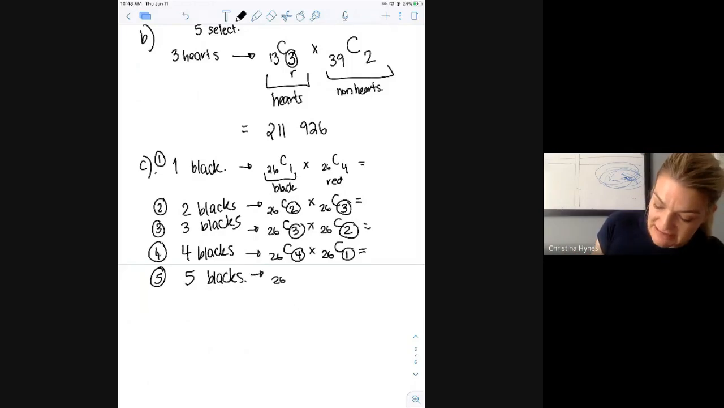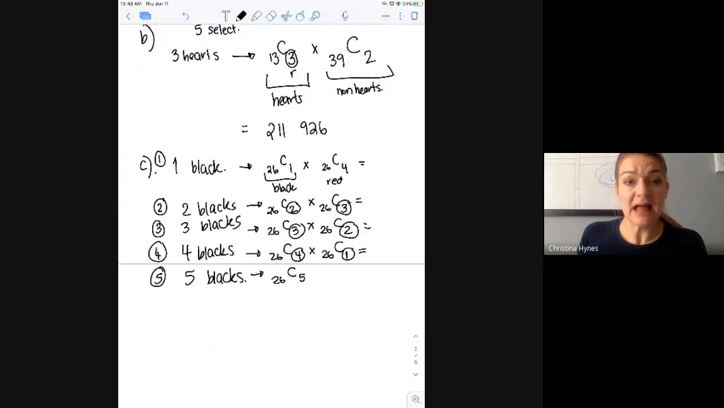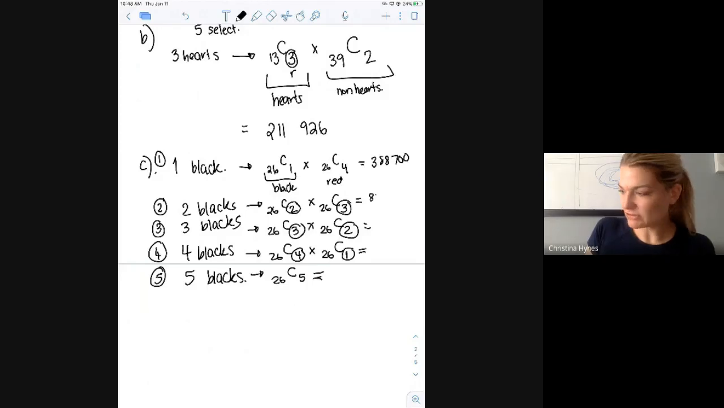From 26 black cards, you're choosing all 5 of them to be black, right? So you don't have to do anything with red if you don't want to. You could put 26, choose 0, but that actually equals 1, so it doesn't affect your answer. So then what you would do is you would calculate all these answers. So this one is 388,700. So I would just put that into my calculator and get these answers.